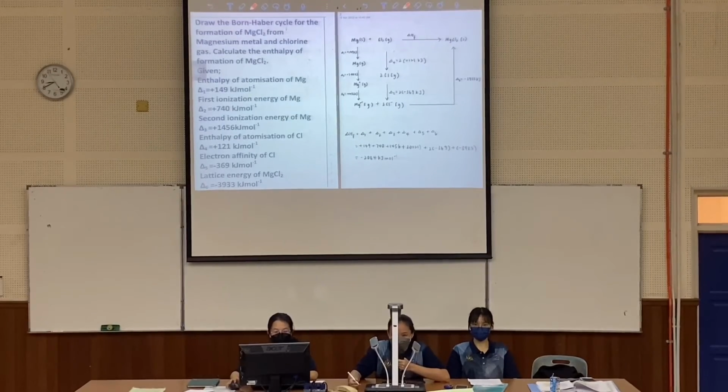Okay, so now we are going into the exercises. First question: draw the Born-Haber cycle for the formation of MgCl2 from magnesium metal and chlorine gas. Calculate the enthalpy of formation of MgCl2. So, in the formation of MgCl2, we are forming it from Mg and Cl2 in their most stable states. So it gives a clue here.